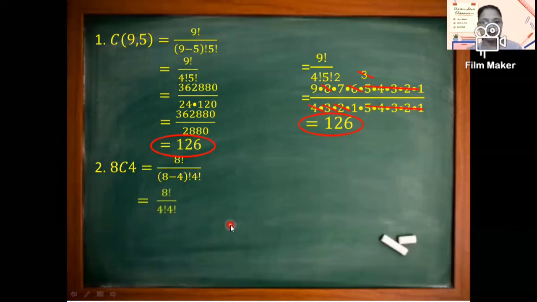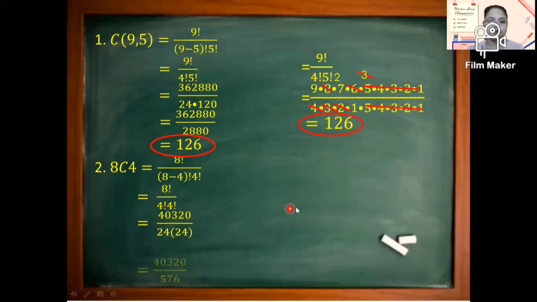Simplify. So, you will have now 8 factorial over 8 minus 4 is 4 factorial. Bring down 4 factorial. Simplify. 8 factorial is equal to 40,320. Ang 4 factorial po is 24. Since we have 2 factorials, since we have 4 factorials rather, we will have now 24 times 24. 24 times 24 is 576. I-divide natin siya po ngayon. 40,320 divided by 576. The answer is 70.